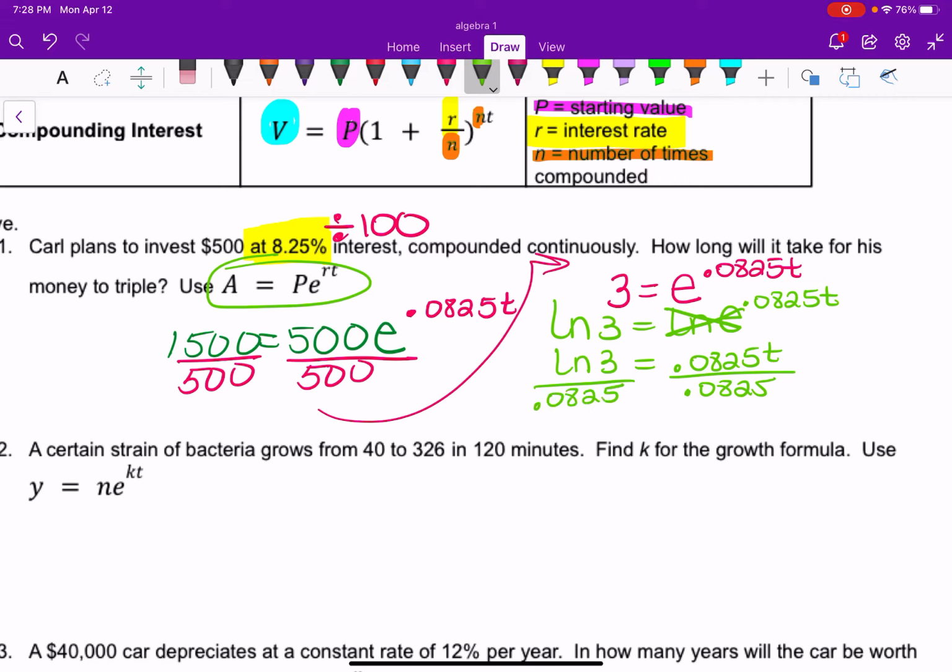This is now a calculator problem. I put ln 3, or natural log 3, enter. Divide by 0.0825, so t equals 13.3165.